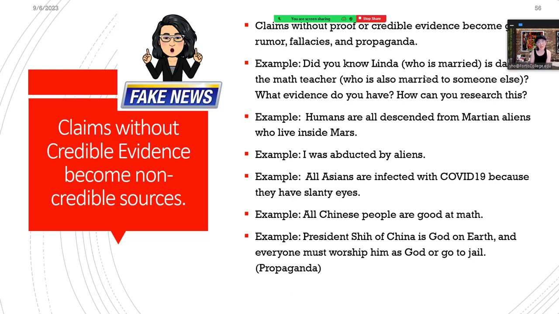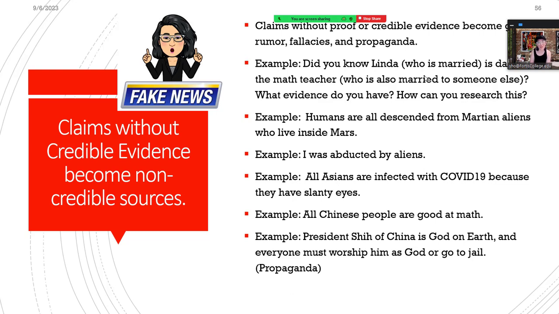So if you make claims without proof, then you are spouting out nonsense. You're spouting out fake news. You're spouting out rumors, fallacies, and propaganda. You want to avoid having rumors, fallacies, and propaganda in your academic paper, because that would ruin your credibility and your reputation.